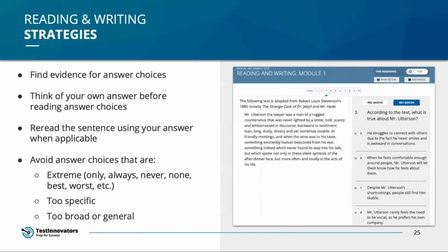Okay, let's talk a bit about a few strategies for the reading and writing section. So the most important rule of reading comprehension in general is that the passage will always provide all of the information needed to answer the question. So if any part of an answer choice doesn't match the information given in the passage, it's not correct. So in short, you need to find evidence for the answer choices in the passage. If you can't find evidence for that answer choice in the passage, it's not going to be the correct answer. Even if it references something that's true from outside the passage, you need to really focus on finding the evidence in the passage itself.